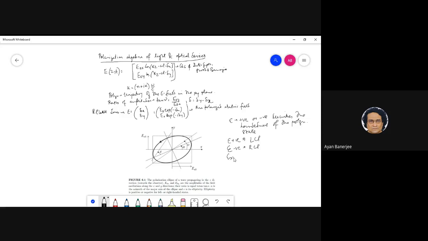So experimentally, how do you determine epsilon? This is my question. And if you want, I can give you a hint. You should be able to say this. Obviously, there are two optical elements you will need.